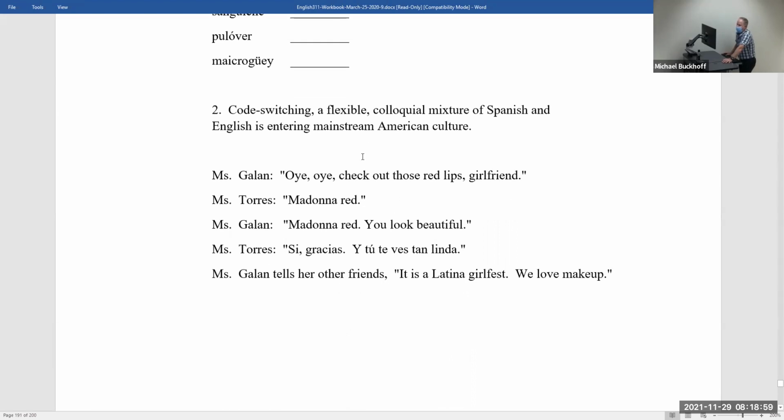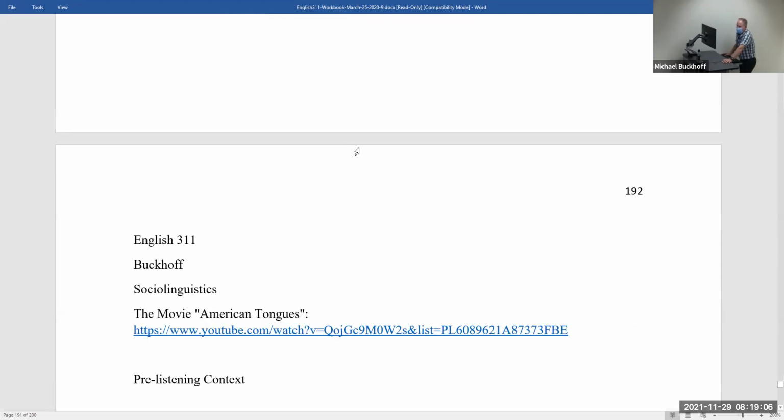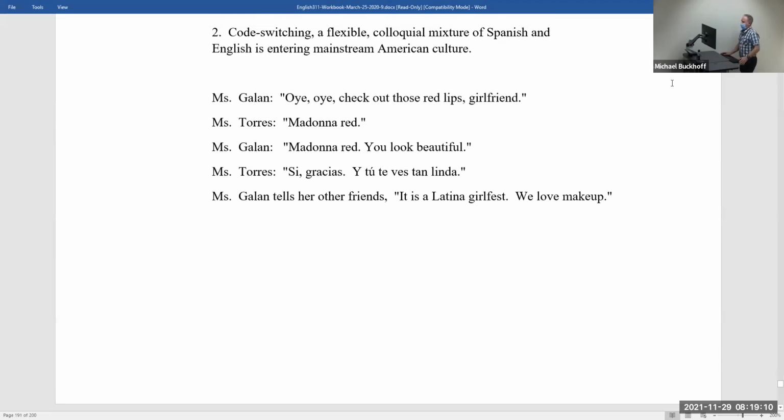Okay, so you have some of that. Code switching, a flexible colloquial mixture of Spanish and English, is entering the mainstream. You will see that a lot. I think that's good enough there, and that's all I'm going to talk about today. The main thing with dialects is to look at the regional dialects. The big three would be Appalachian English, African American English, and Spanish-influenced English. These are probably three of the biggest dialects.